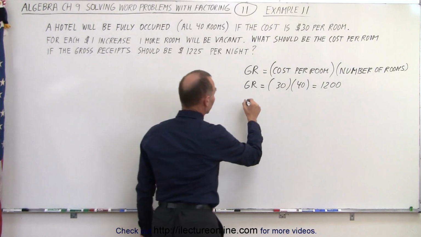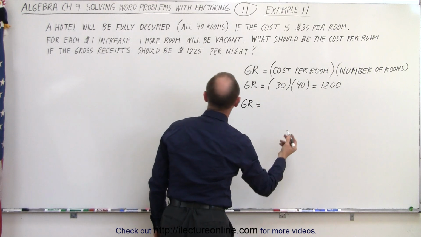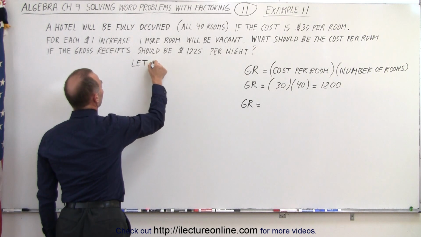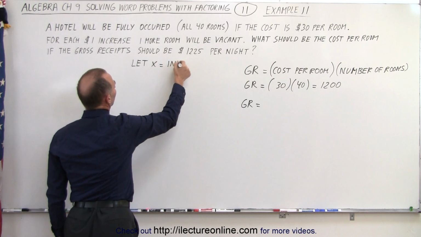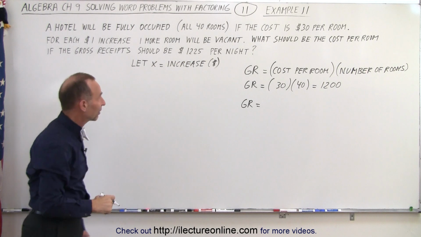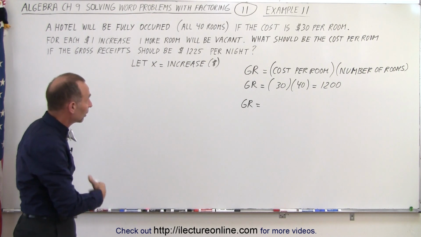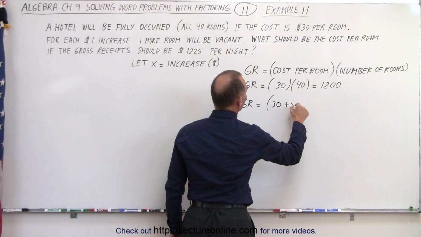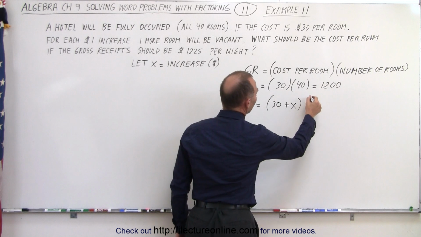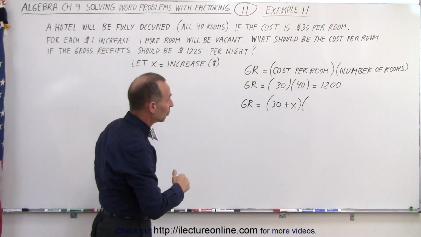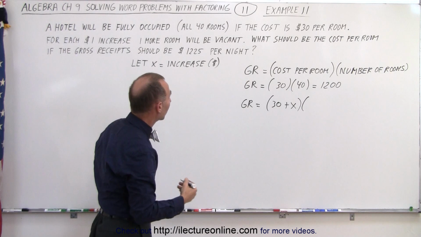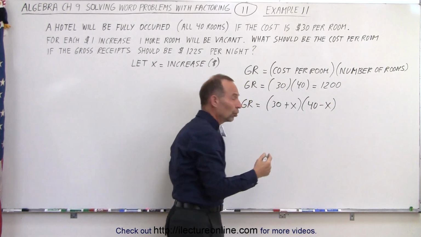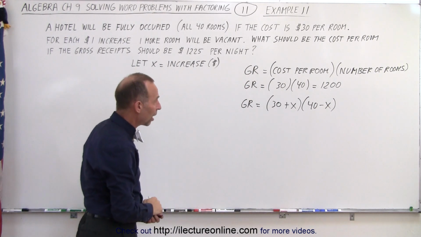So the gross receipts is going to be equal to, well, let X equal the increase in cost. If X equals 1, that's a $1 increase. If X equals 2, that's a $2 increase. So the cost per room goes from 30 to 30 plus X. But the number of rooms occupied is reduced by every dollar increase, so that's 40 minus X. If X is 2, there will only be 38 rooms occupied.